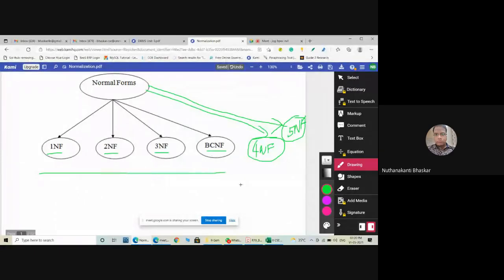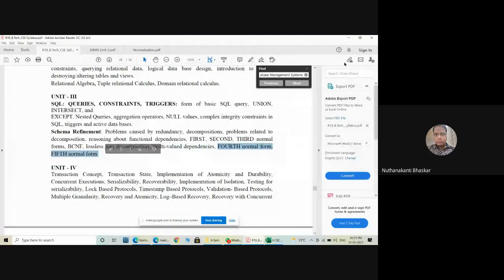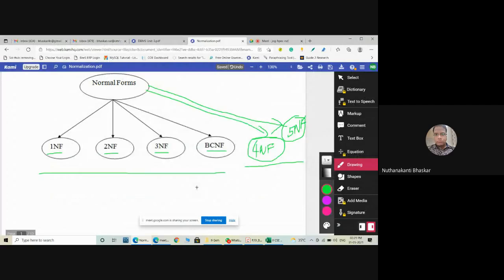But after BCNF also, there is a chance, that is, modern database design. We have fourth normal form and fifth normal form also. Are you clear? In the syllabus, they mentioned fourth and fifth normal form. Why? It is a modern database design. In old databases, there is no fourth normal form or fifth normal form. That's why your books refer only up to BCNF. All of you clear?